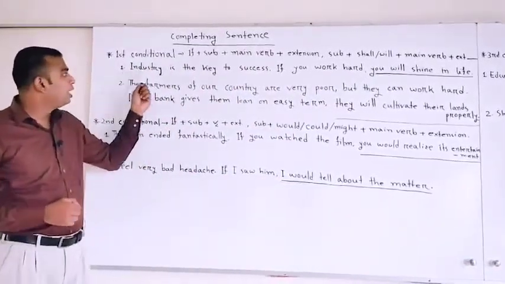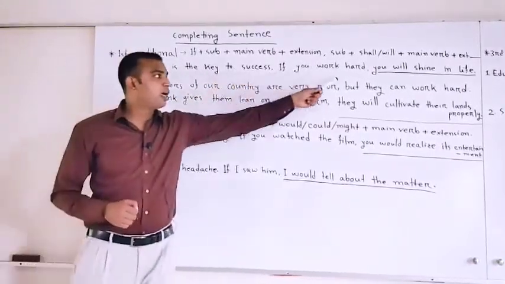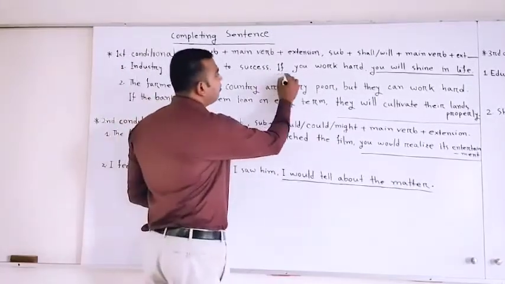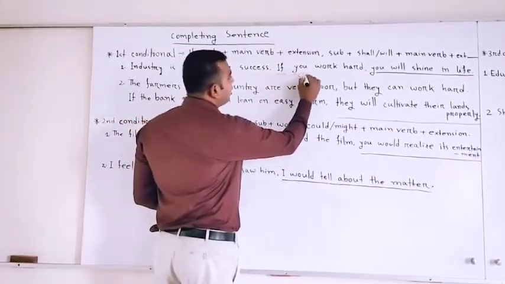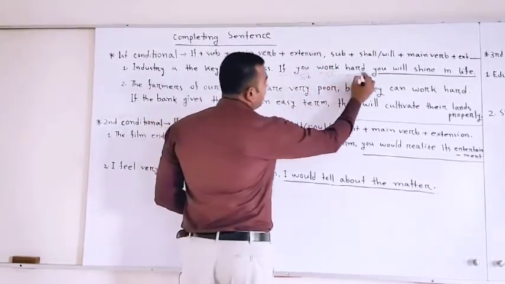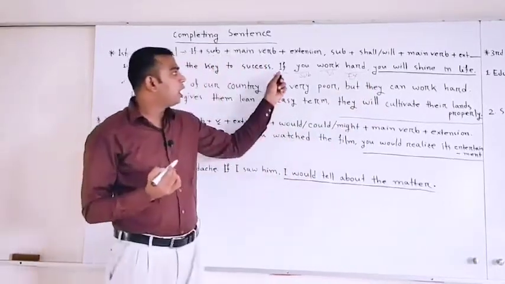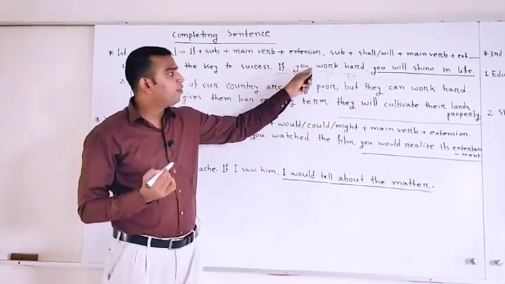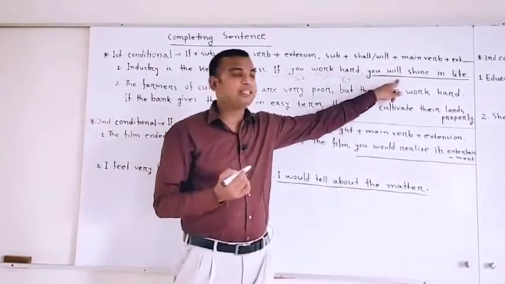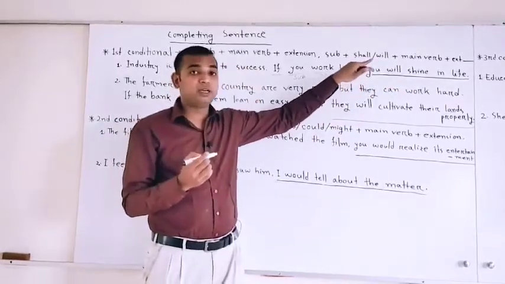The first one: Industry is the key to success. If you work hard, you will shine in life. That means here, first if, then you find the subject, then verb 1, the main verb, and the extension. So when you find any clause begins with if and then you find present indefinite tense, the second clause will be future indefinite tense. But you have to be careful about the meaning of the sentence.